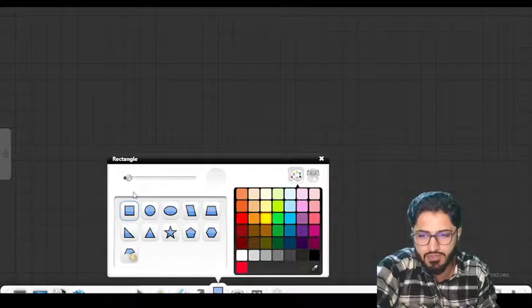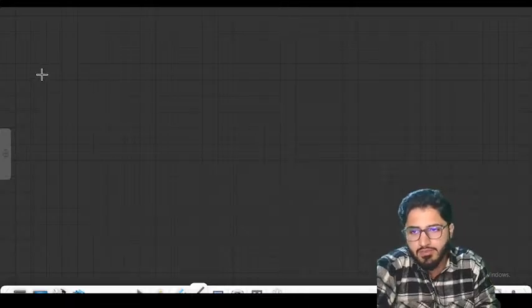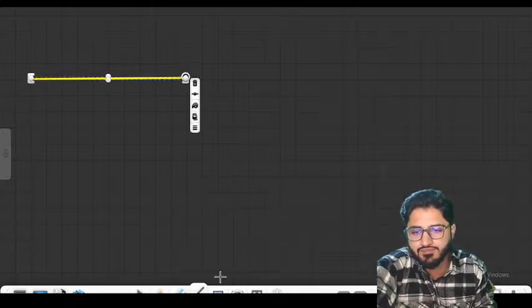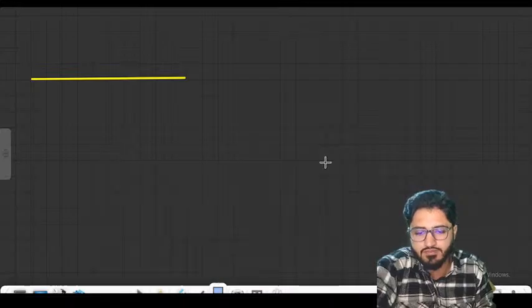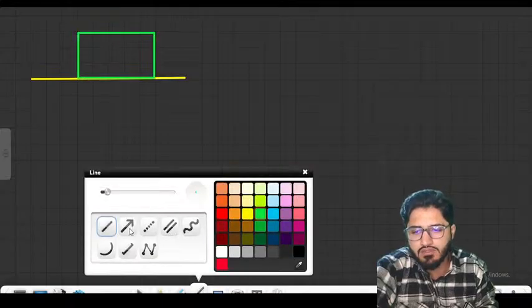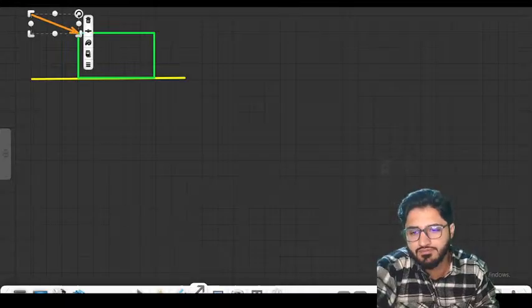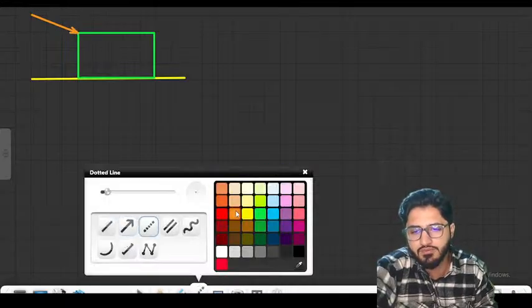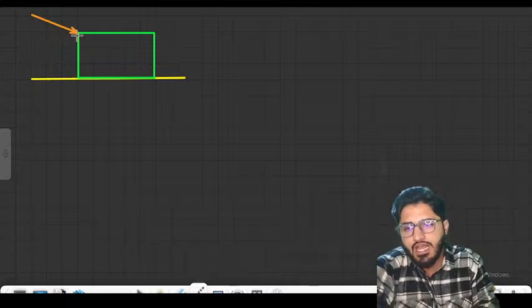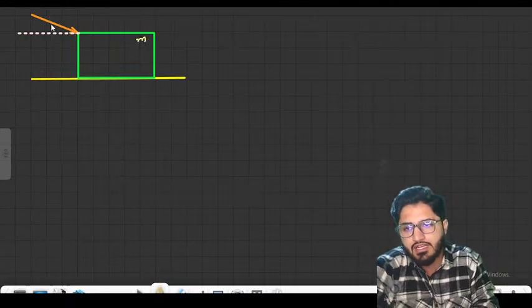Look now, let us take an example to get this done. This is my base. On this base, we have an object. Now, what are we supposed to do? We are applying force on it at a certain angle. That means the mass is m, the angle is theta, and the applied force is F.